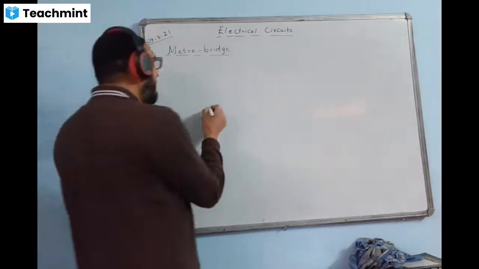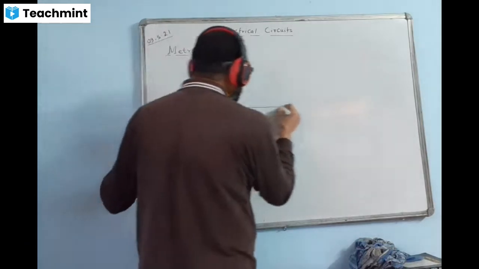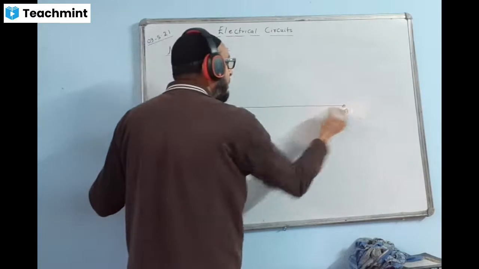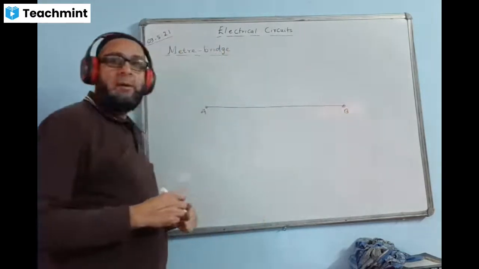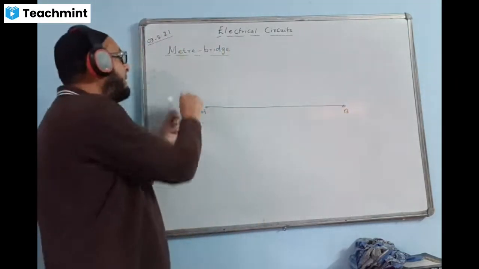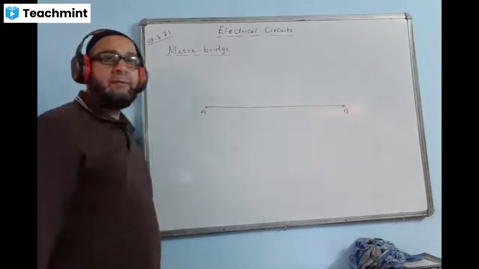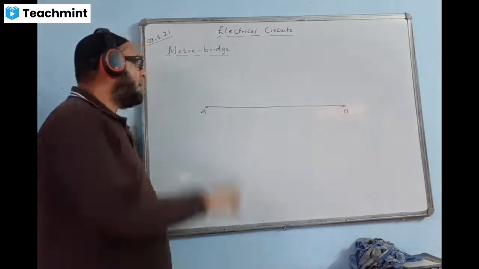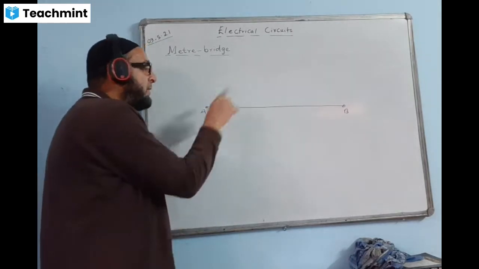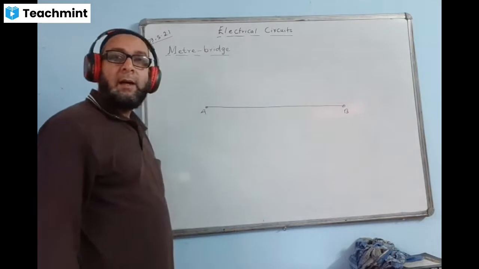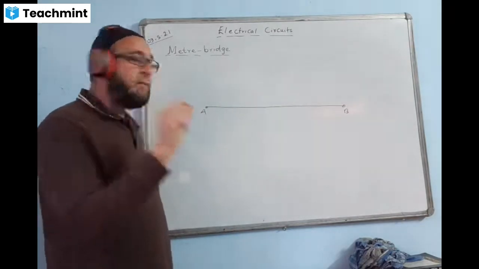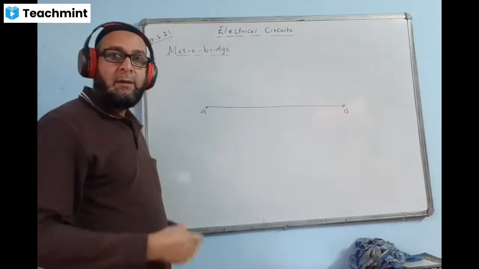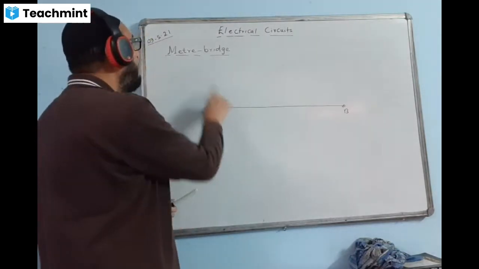In the meter bridge, what happens? We will have a wire AB 1 meter long, that is 100 centimeters long. The word meter comes from the 1 meter long wire, of a particular resistance. The wire is made of the same material throughout, and the wire thickness is the same everywhere, uniform thickness, uniform area of cross section everywhere. So we have a wire 1 meter long.